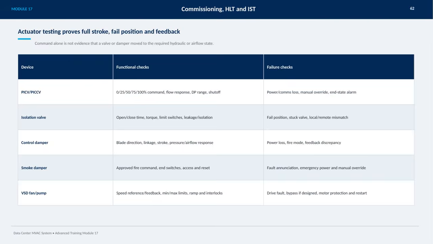On this slide, we focus on actuator testing, which is essential to verify that valves or dampers not only receive commands, but actually move to the correct hydraulic or airflow state. Command alone is not enough evidence of proper operation.